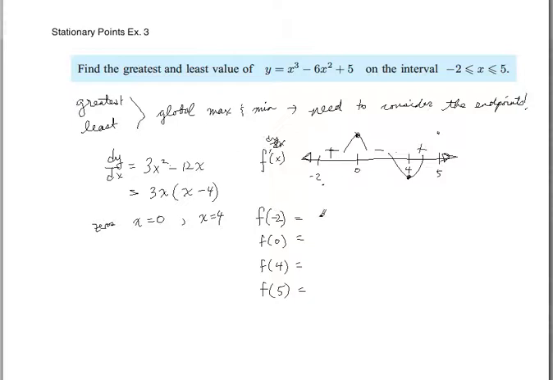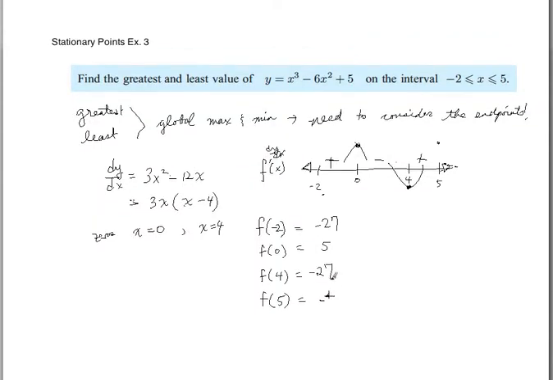F of negative 2 turns out to be negative 27. F of 0, if I plug 0 in, I get 5. If I put 4 into here, I get 64 minus 6 times 16 plus 5, and if you add all that up, you get negative 27. F of 5, if I put 5 in here and 5 in here, I would end up with negative 20.